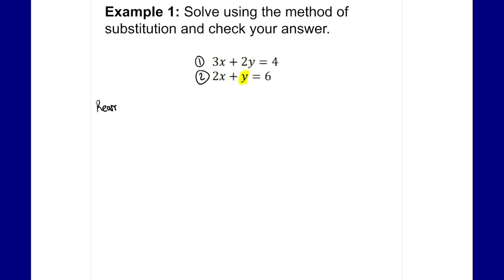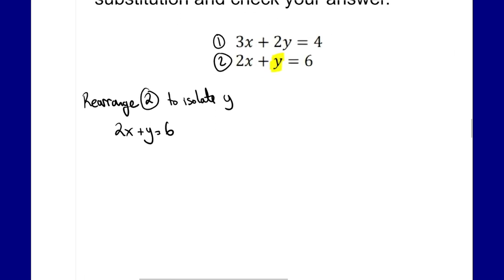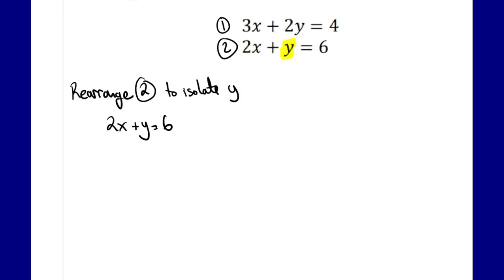So I'm going to rearrange equation 2 to isolate y. So I'm going to get y by itself. So 2x plus y equals 6. I want to get y by itself, so I'm going to move the 2x over. So I get y equals 6 minus 2x. It goes from plus 2x to minus 2x. And now I have a rearranged equation.